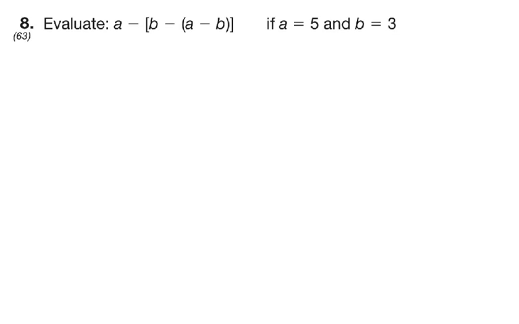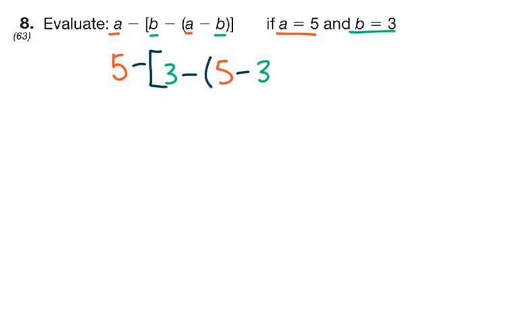Evaluate. We're going to replace all the A's with 5 and all the B's with 3. So I have an A here and an A here and a B here and a B here. So A is 5 minus B, which is 3, minus A, which is 5, minus B, which is 3, and that's going to solve it.